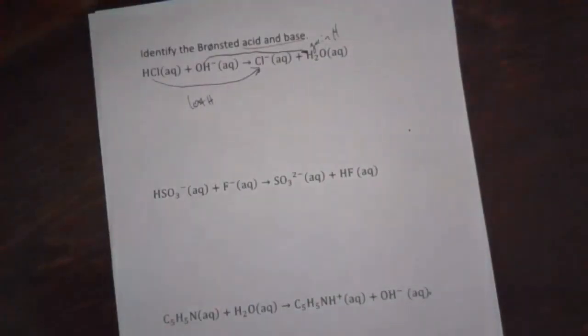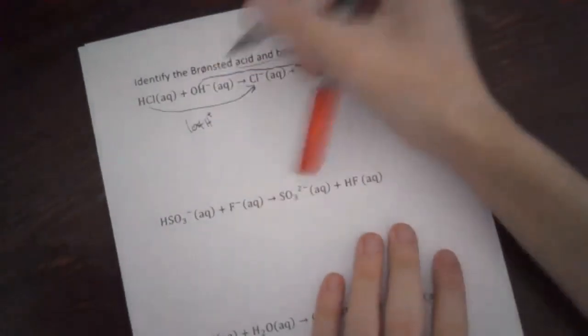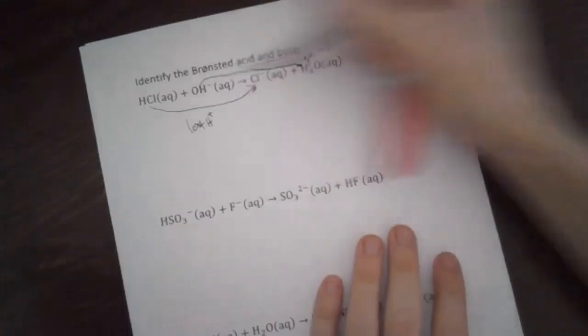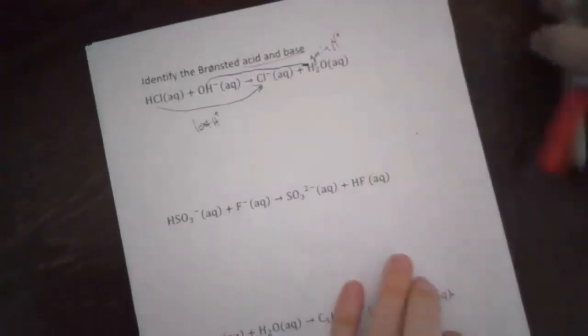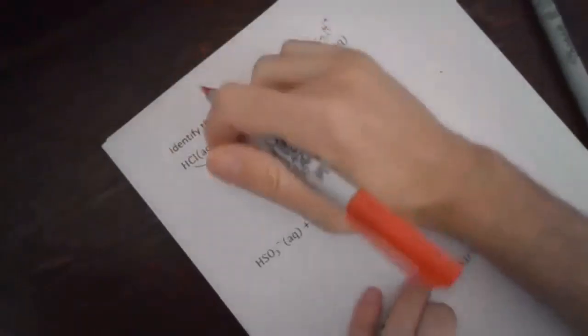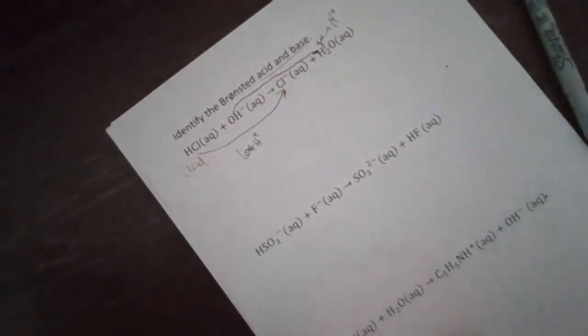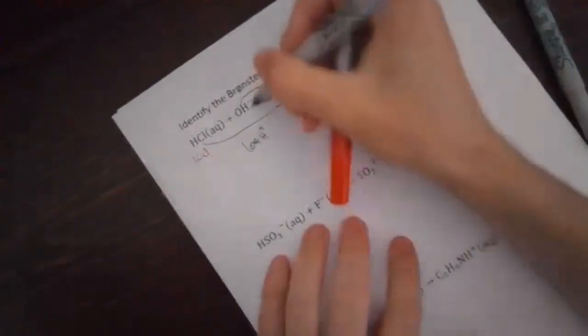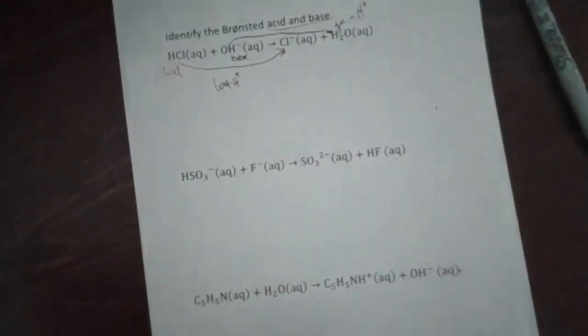And so not just H specifically, but we can see that it went from being neutral to negative. And so that means it also lost a positive charge. OH minus went to neutral, so it gained a positive charge. And so that means that the HCl, because it lost the H, is going to be the acid. And the OH minus, because it gained, is going to be the base. So we're looking for how did that H plus transfer?